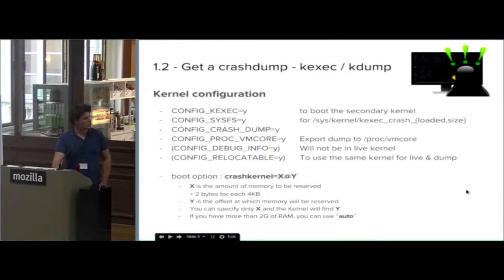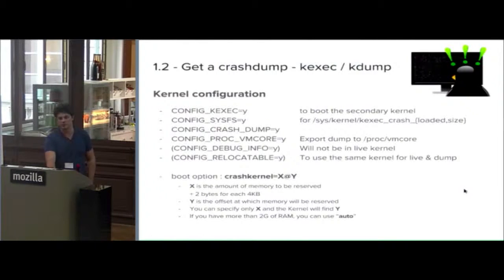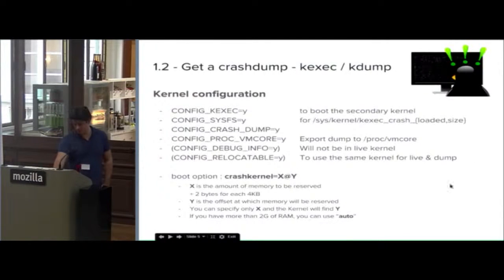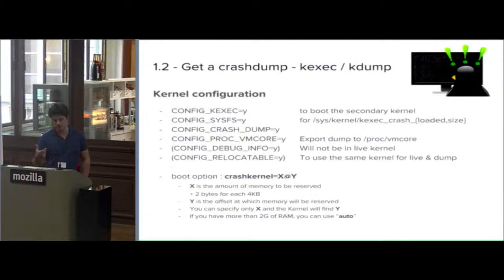So you have a bit of configuration to do for the kernel. Most of it is already enabled in recent versions of the kernel, and also in the kernel versions provided by Debian, Fedora, Red Hat, whatever. And with this option, crashkernel, it's the amount of memory you have to reserve at the beginning of the memory. So it's memory that your system won't be able to use. It's practically lost memory for the system, for the host side.